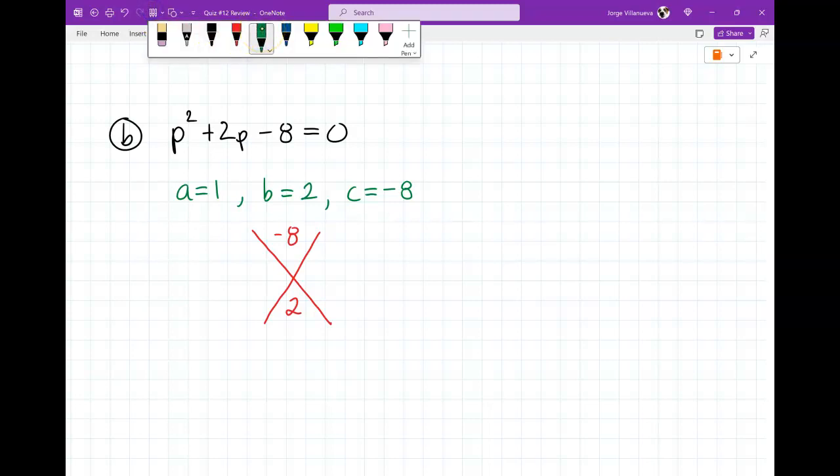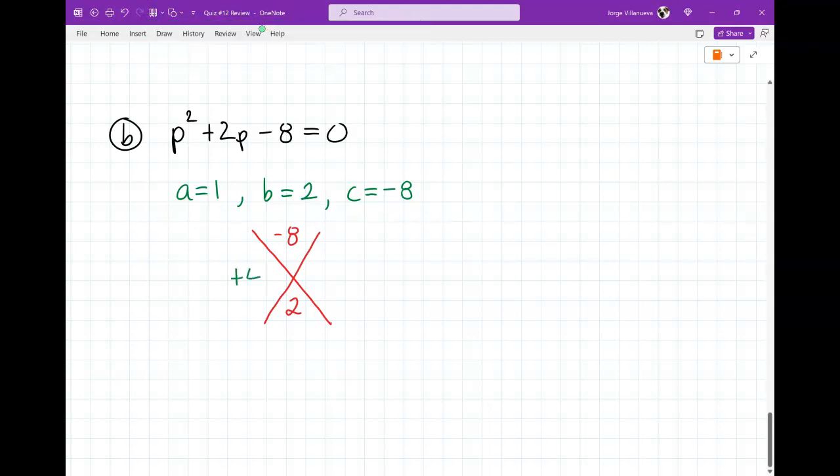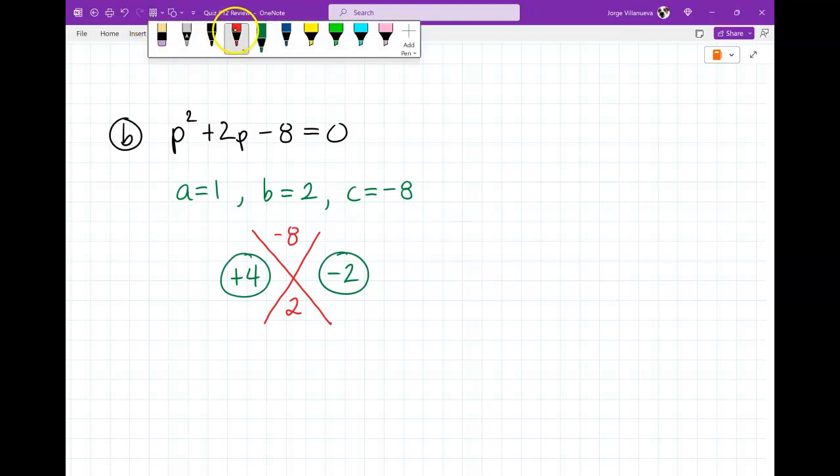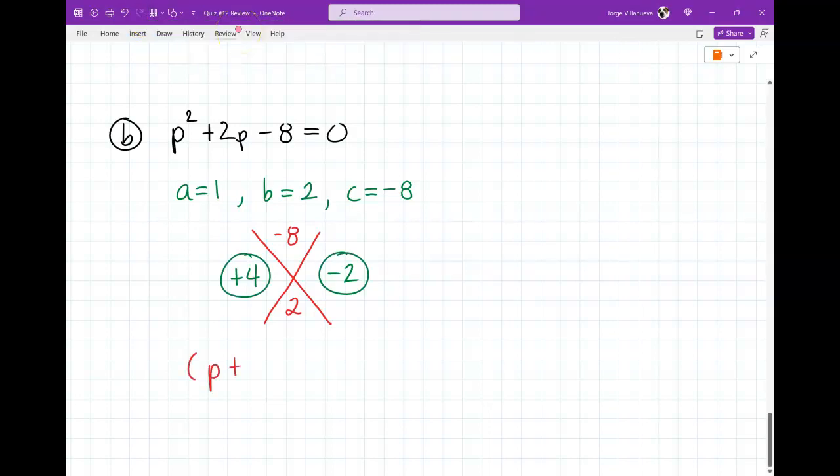Hold on, I heard 4 and -2? Or okay, I thought I also heard a different number, but 4 and -2, is that correct? Yes, because 4 times -2 is -8. 4 minus 2 is 2, so we're good. I don't have to divide, so these are my answers. Okay? So at this point, I'm going to go ahead and write P plus 4, P minus 2.